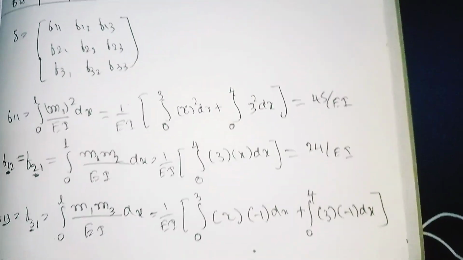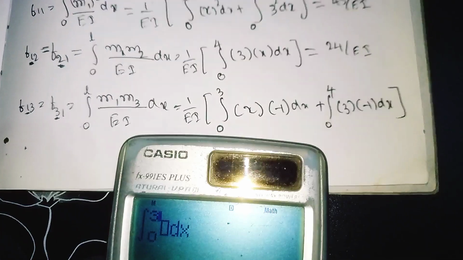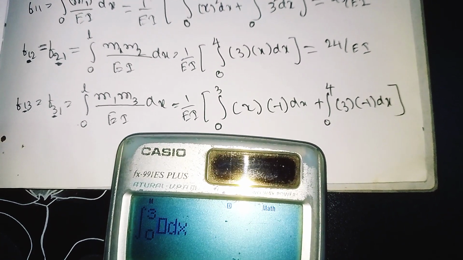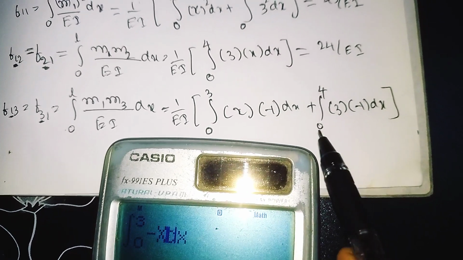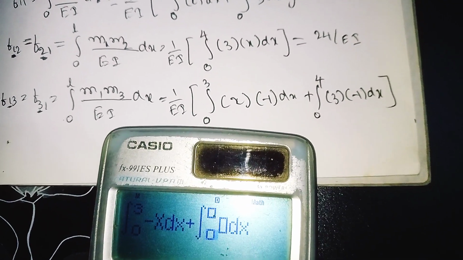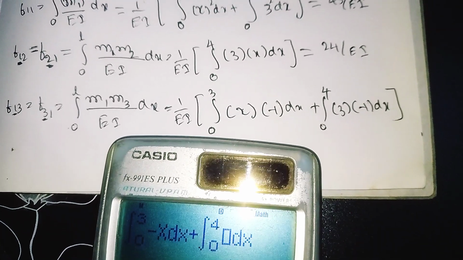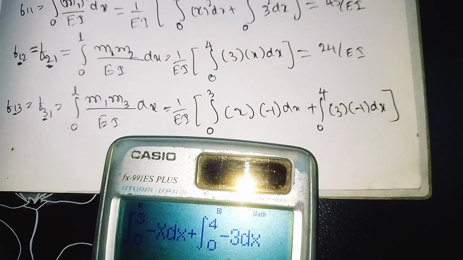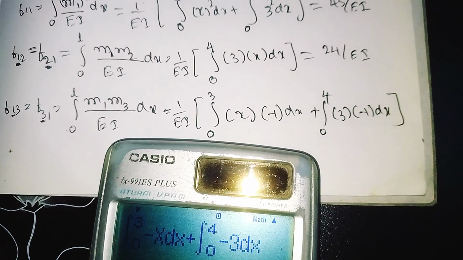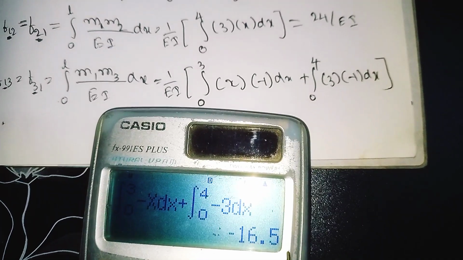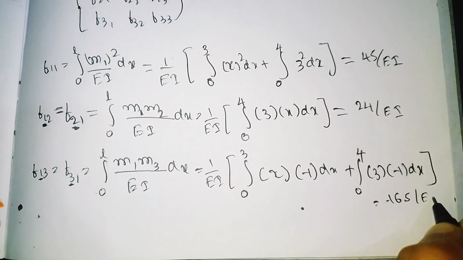So now solve it. Integration of 0 to 3 of x into minus 1 is nothing but minus x, so minus x dx plus integration of 0 to 4 of 3 into minus 1 is nothing but minus 3. So now solve it. Our F13 and F31 value will come out as minus 16.5. So write it here, minus 16.5 divided by EI.